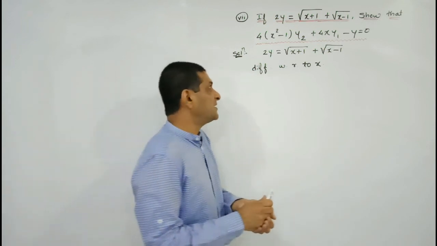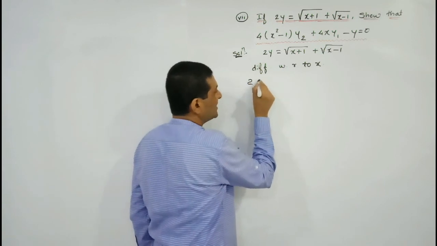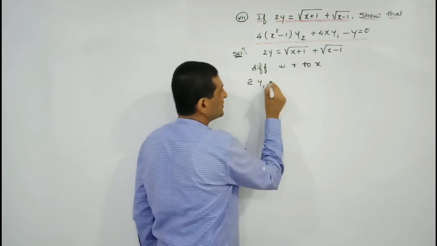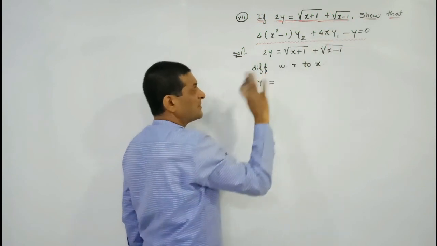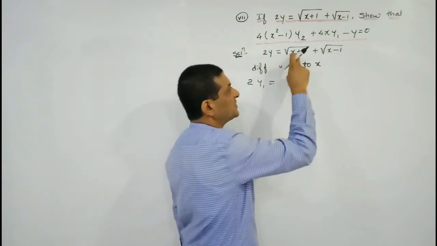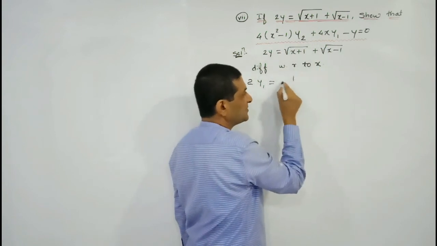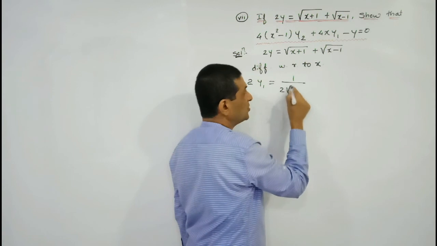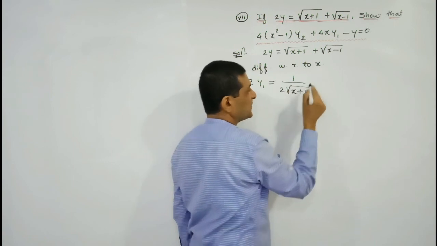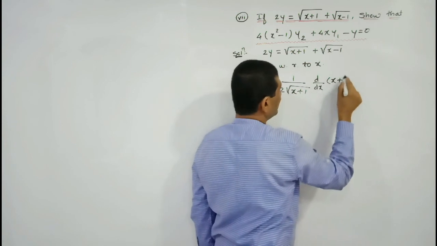Okay, so here we are differentiating it with respect to x. 2, keep it as it is, derivative of y is y1, isn't it? Because here differentiation is denoted by y1, that's why I am also denoting differentiation by y1. On this side, first find the derivative of the first term, which is in the form of root f of x. So its differentiation is 1 upon 2 root f of x. What is f of x? x plus 1, into derivative of x plus 1, means derivative of f of x.